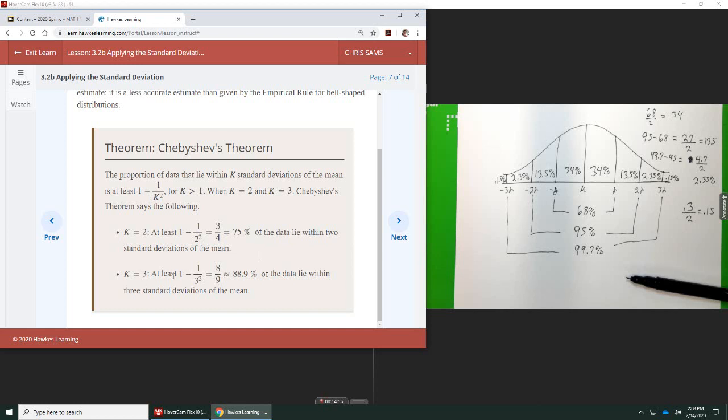So if you do 3, it says at least, so 88.9% or more is within there. And when we do 3 here, we know that it's 99.7. So yes, that would be true.